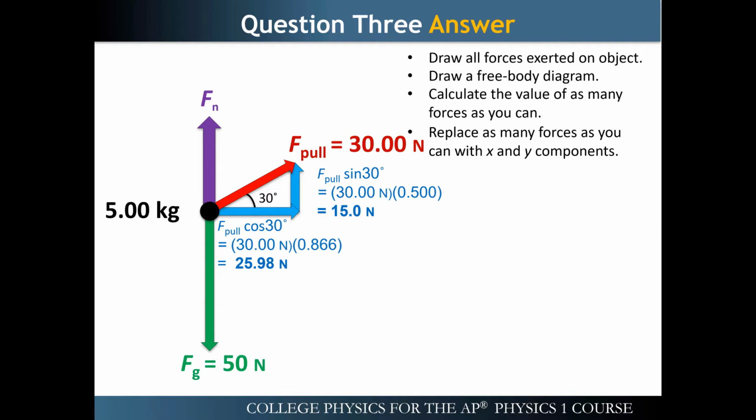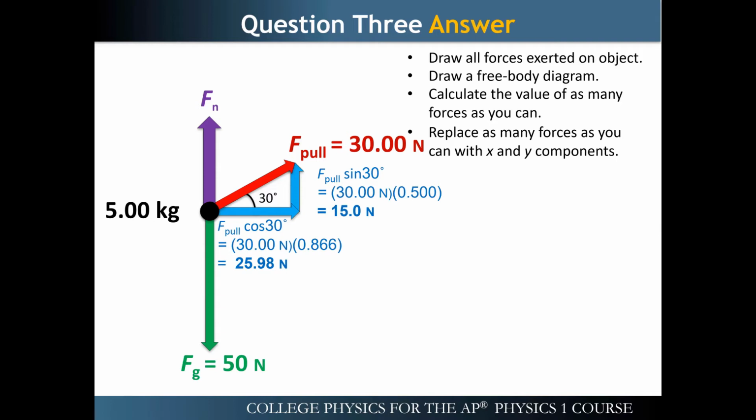And the sine of 30 is 0.5. So 30 times 0.5 is 15 newtons. So that vertical component is 15 newtons. And to find the normal force, that's all we need. But part B was find the acceleration, and we're going to need the x component to do that.